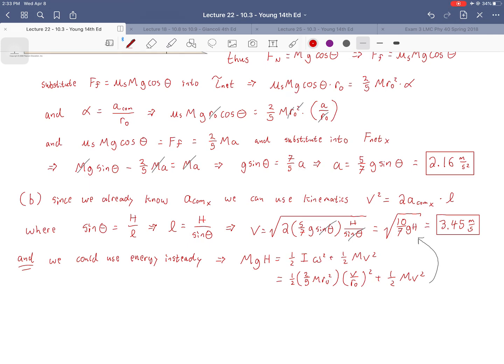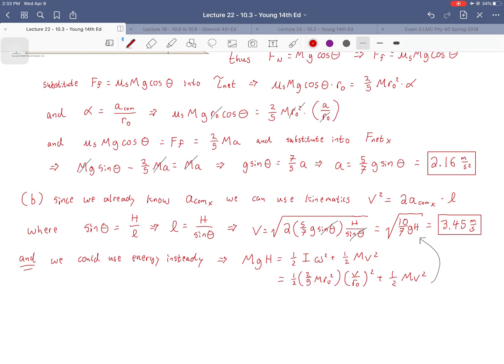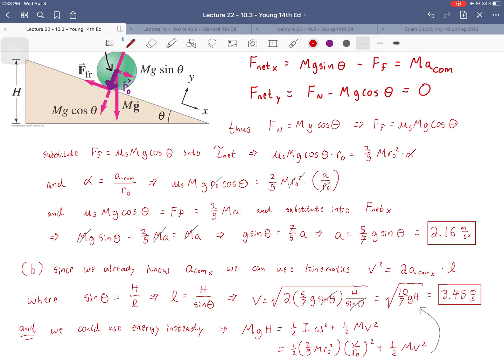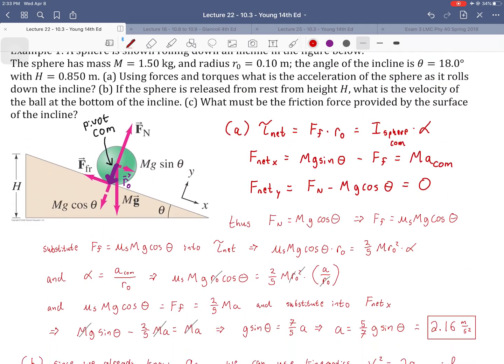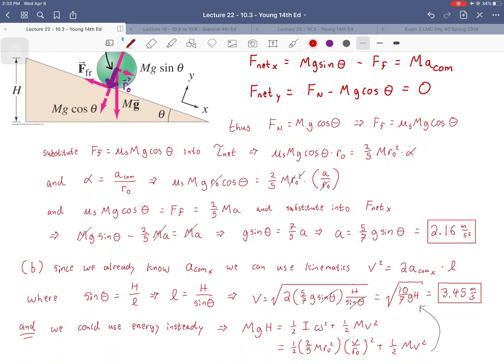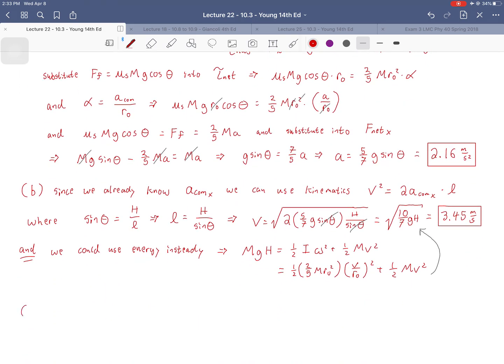We're asked then to find the minimum friction. What must be the minimum friction force provided by the surface of the incline? I'm actually going to go ahead and solve for the friction coefficient as well. I think it's a bit more clear, but I'll answer the question that was given to us first.